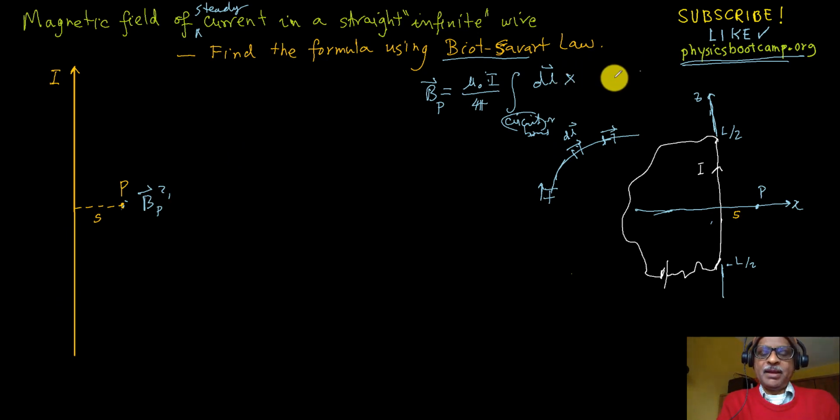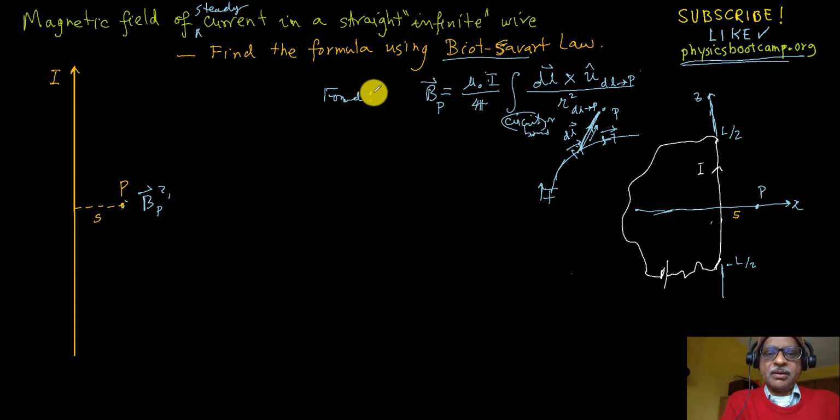Cross, once you pick the element and the point P is here, we need the vector from this element to that point. So there's a direction vector u hat, of magnitude 1, from dl to point P, and then we divide by the distance r squared, from dl to P. I like to memorize it this way. This is just a formal definition, right?